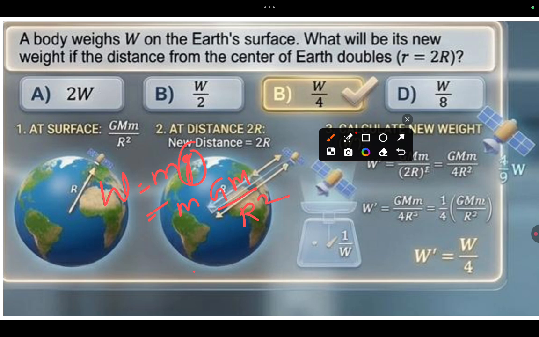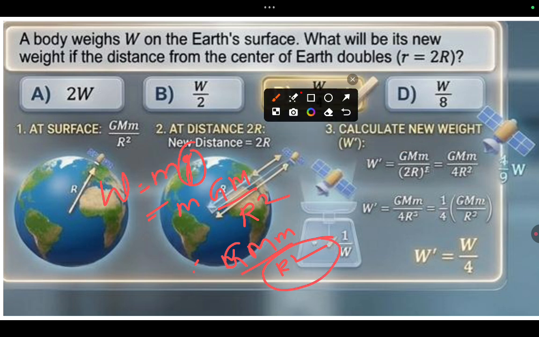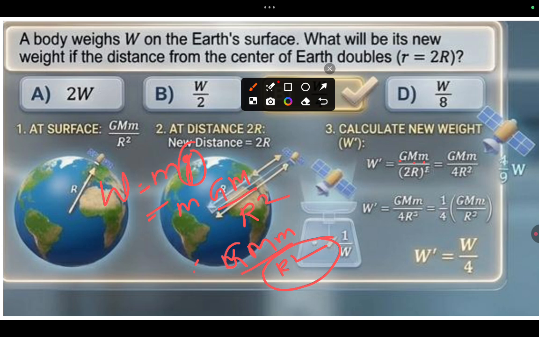Gravity relation. So now that is GMm by r square. And here the question clearly mentions that the distance is double, so GMm, what is double? R, so (2r) square. Upon simplification, GMm by 4r square. Now check here, 4r square, so 1 by 4 can be taken out, then GMm by r square.